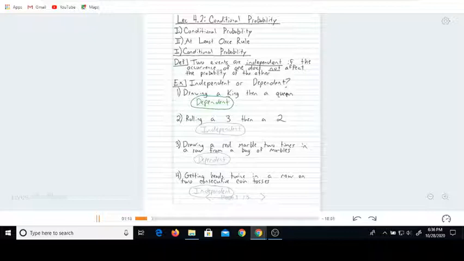Now, what about if you roll a dice? Suppose you roll a 3, then roll a 2. Are those dependent or independent? Well, those are completely independent. One dice roll does not affect any other dice roll. So dice rolls are always independent. It doesn't matter what you roll, whatever you get on the first roll will not affect the second roll.